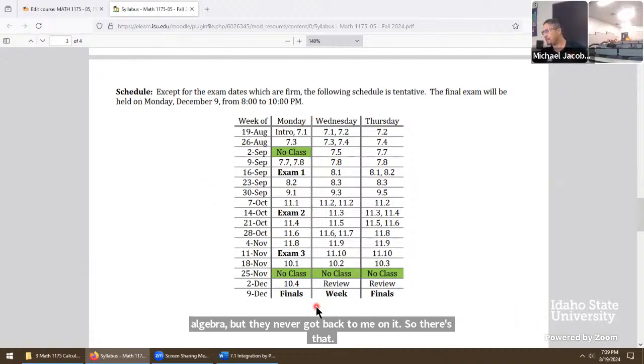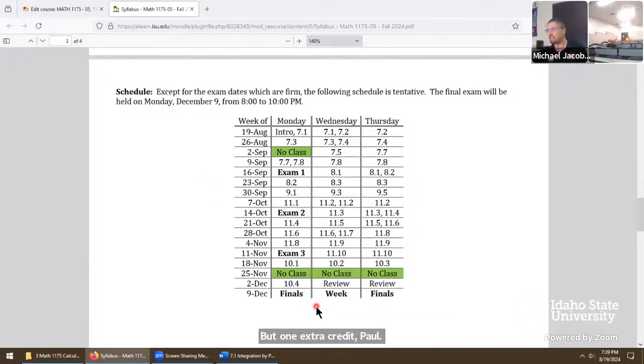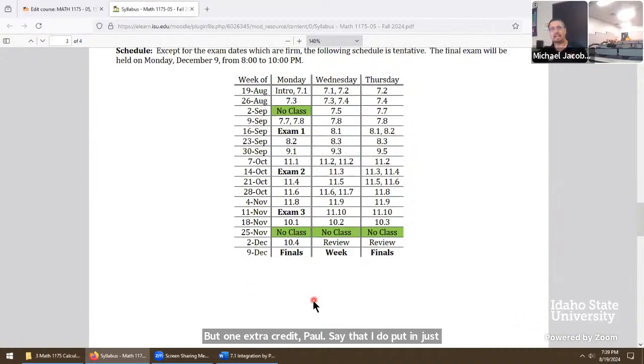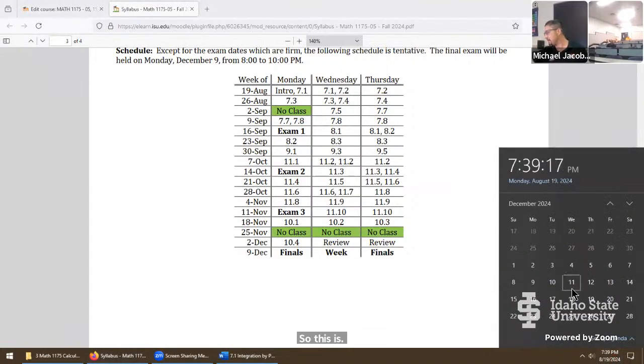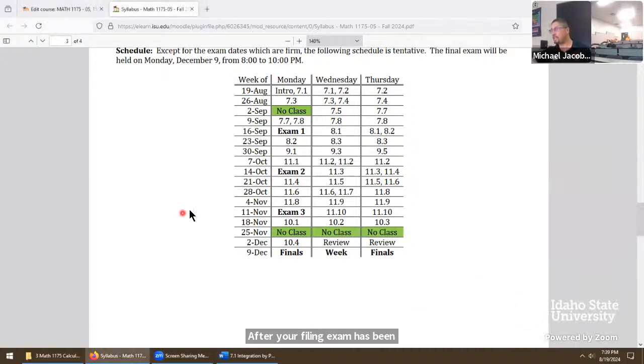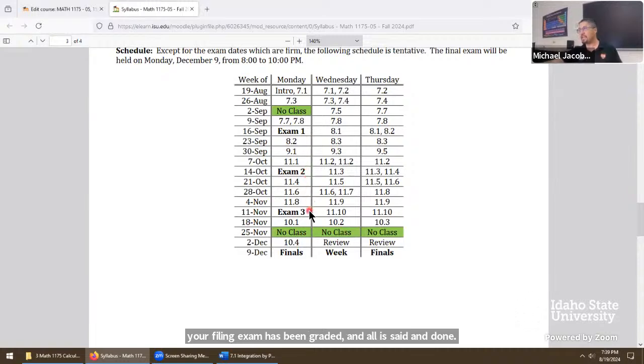But one extra credit policy that I do put in, just because I think it's fair, is at the very end of the semester. So this is like December, probably the 11th or the 12th. After your final exam has been graded and all is said and done, I go back to all the data and I'm going to drop the lowest exam amongst exams 1, 2, and 3.